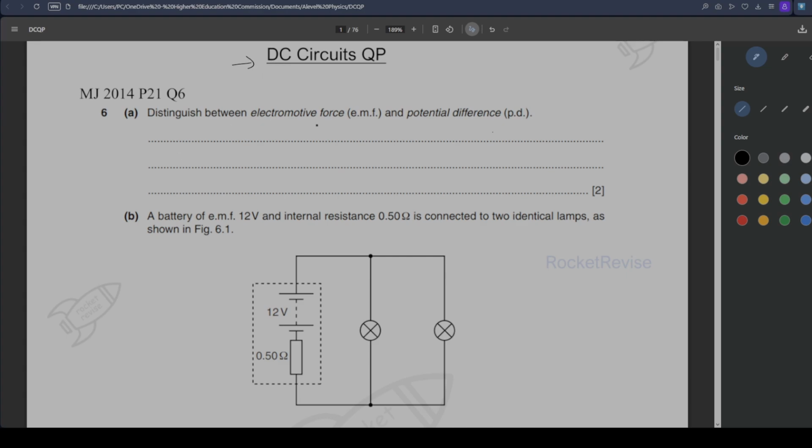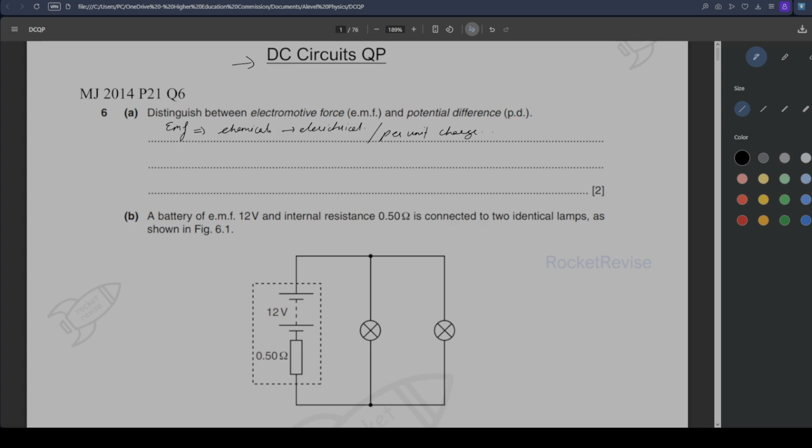Distinguish between EMF and potential difference. So EMF was when our chemical energy was converted into electrical energy. Okay, like you need to write per unit charge. Per unit charge. This is important to mention. So the definition would be chemical energy converted into electrical energy per unit charge.